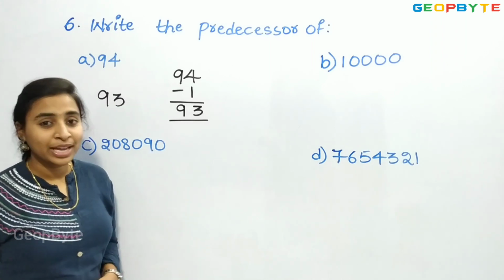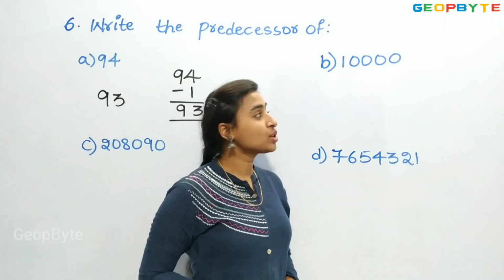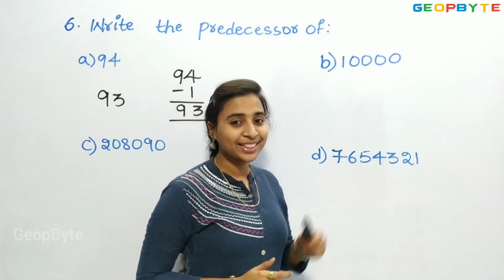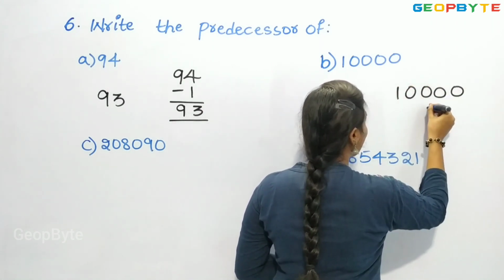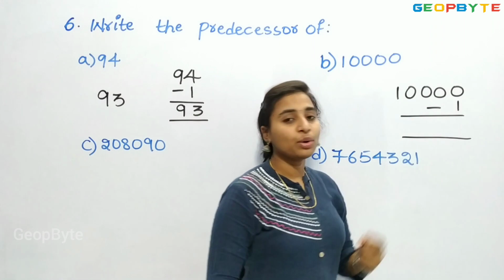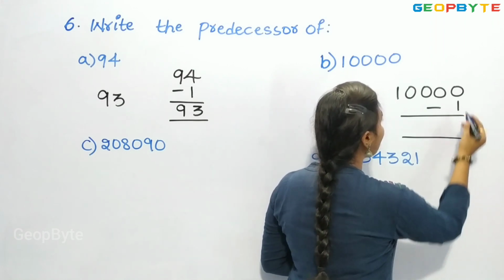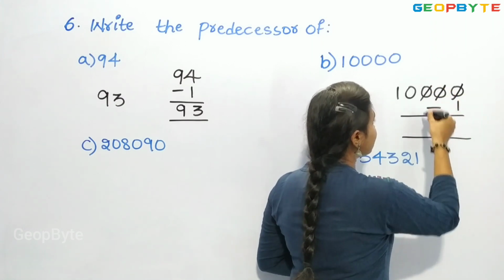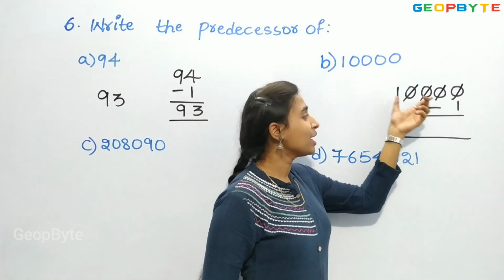Now, let us see B bit. We have 10,000. So, to find out the predecessor, we need to subtract 1 from 10,000. That is, 10,000 minus 1. Now, here we have 0 minus 1. 1 cannot be subtracted from 0. So, let us borrow. Now, here also we have 0, here also we have 0, here also we have 0. So, since here we have 4 zeros, we cannot borrow from these zeros.